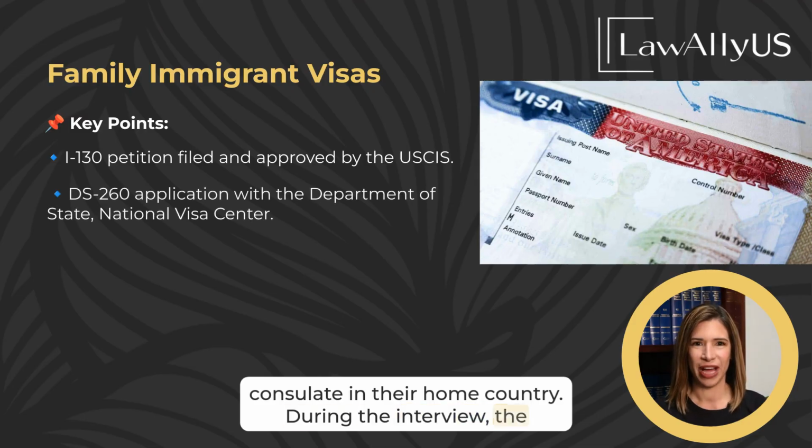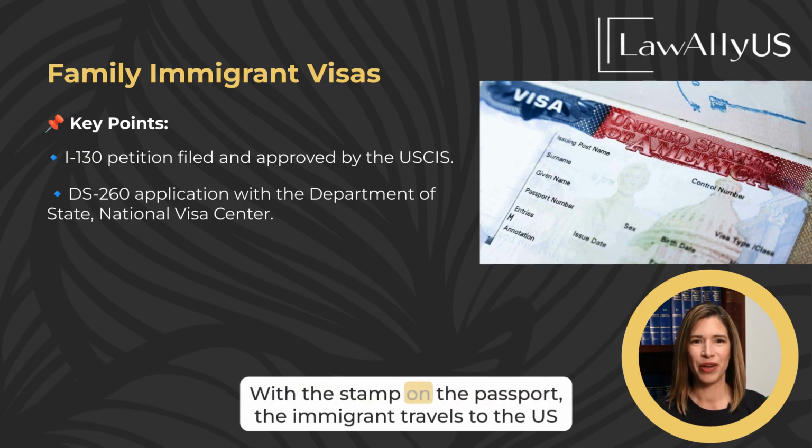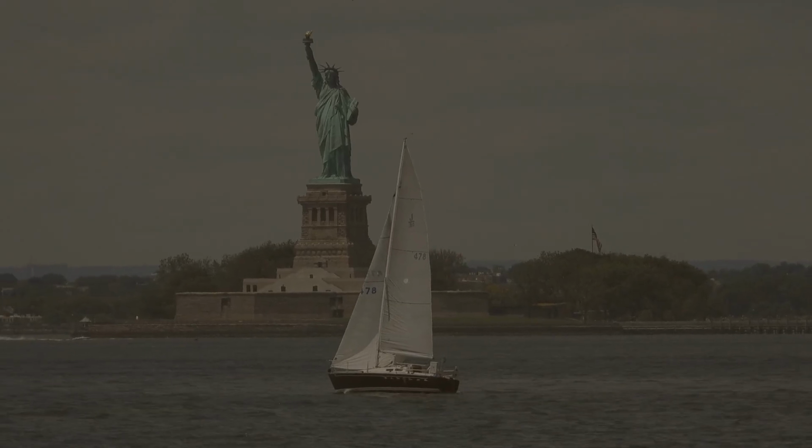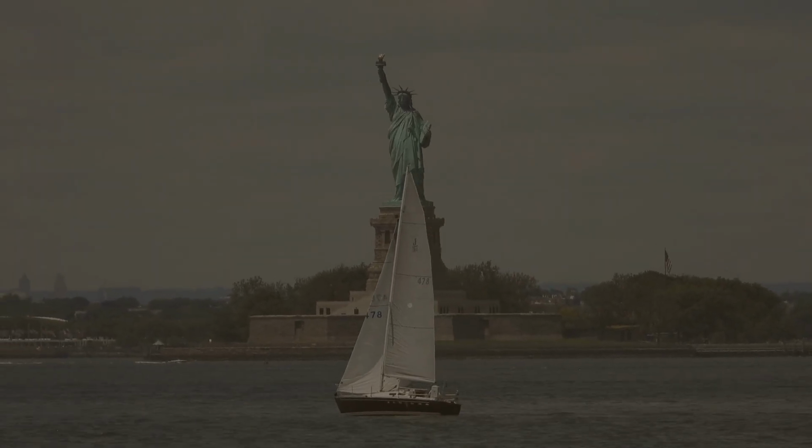During the interview, the immigrant's passport gets an immigrant visa stamp. With the stamp on the passport, the immigrant travels to the U.S. and receives the green card in the mail. The two-step process can take close to a year due to the long processing time.